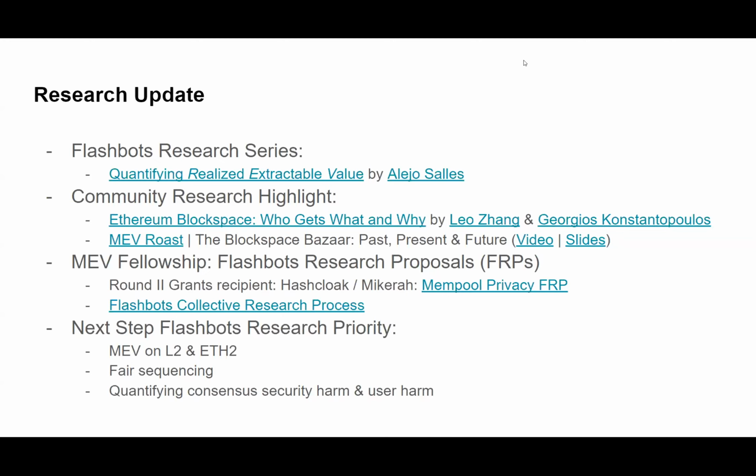That's our hub for research, where this process is described in detail. Essentially, we have some research areas that we want to tackle, and we open that to the community, so anyone in the community can come and open a GitHub issue with a course idea, or submit an FRP, which is a more well-formed proposal for doing research along one of these topics, and then we issue grants. So we just issued a grant to Hashcloak on working on mempool privacy.